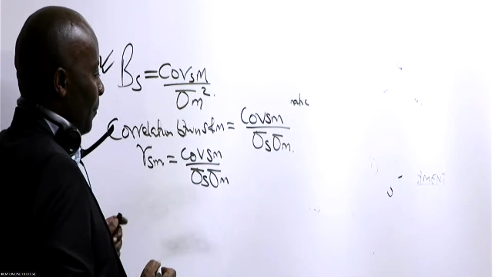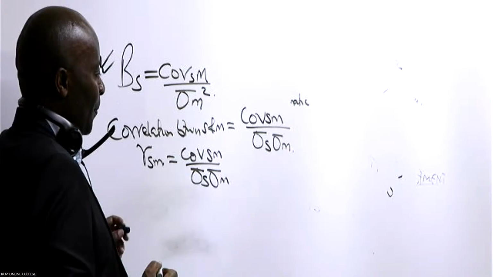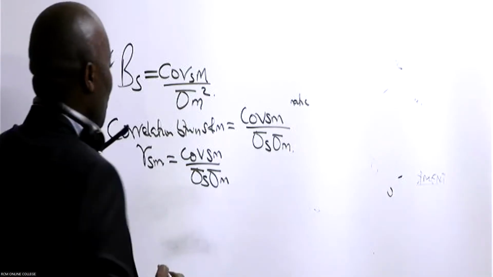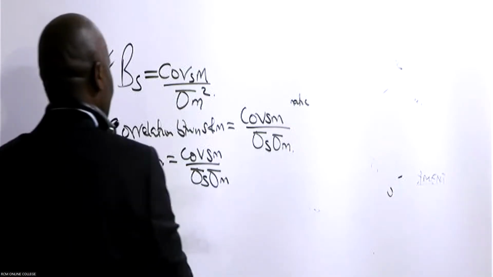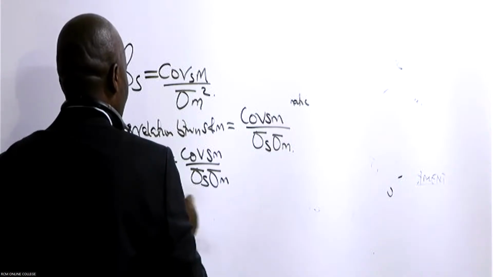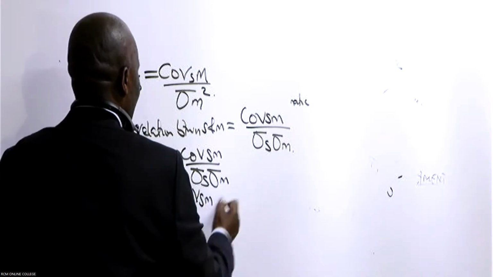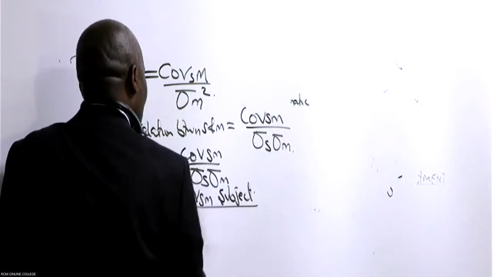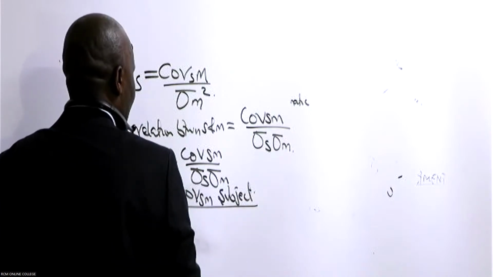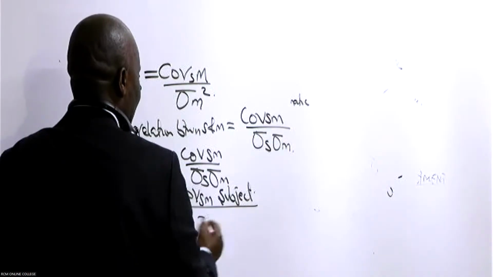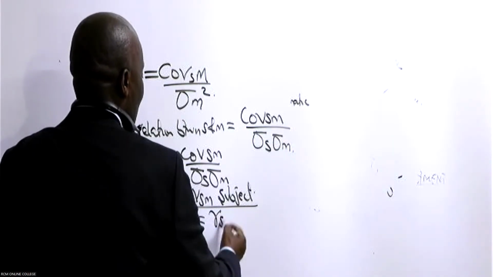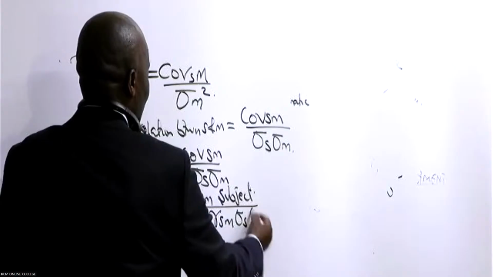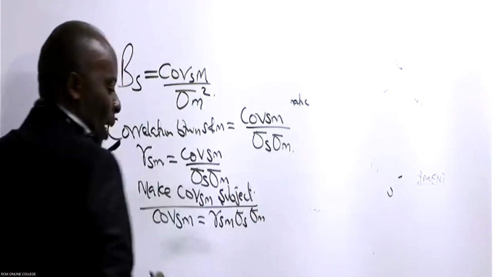Is that okay? Now, I want you to make covariance the subject of the formula. Make covariance SM the subject. So if you make covariance SM the subject, this will be covariance SM equals RSM, standard deviation S, standard deviation M.